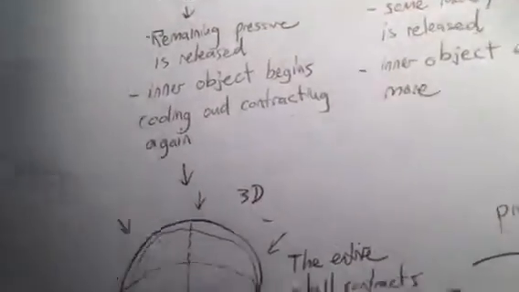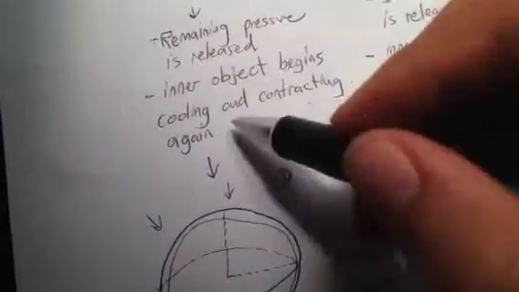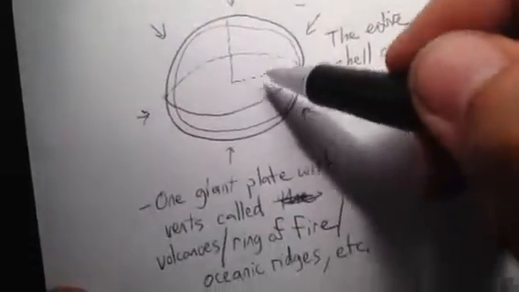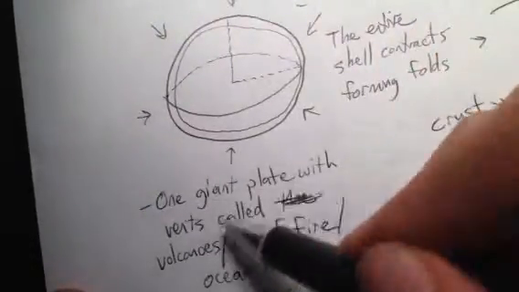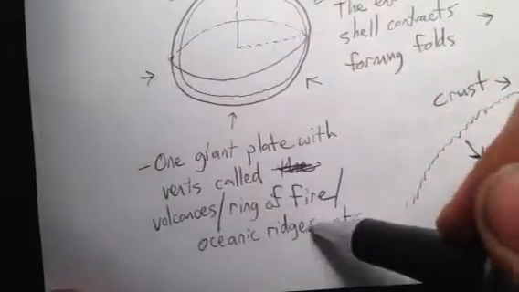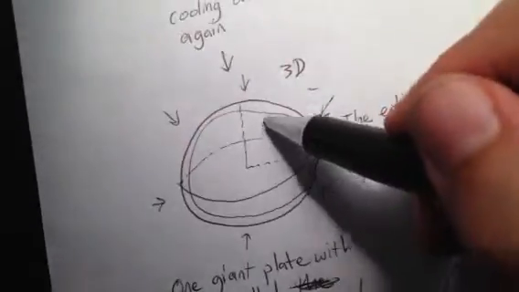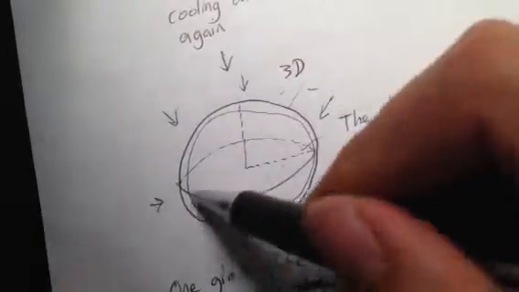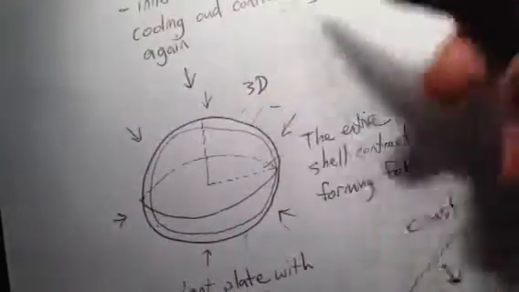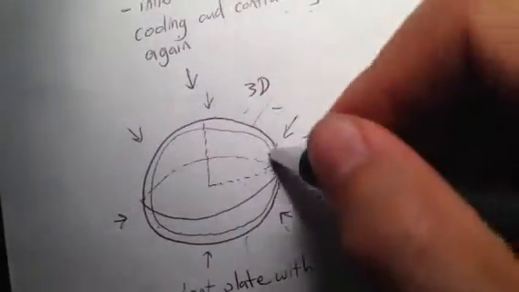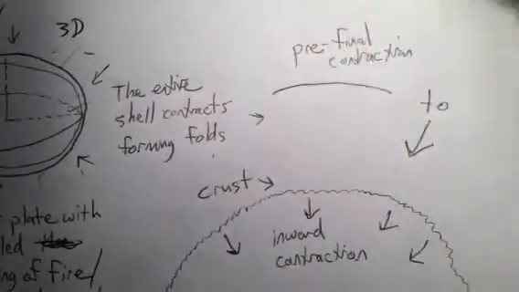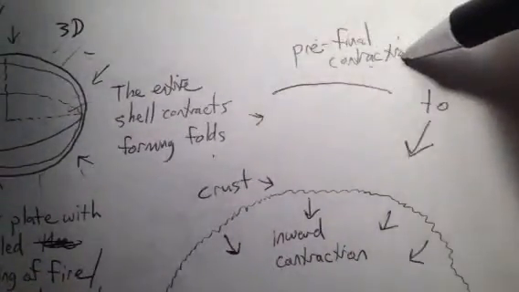I have here the inner object begins cooling and contracting again, and this is 3D. Imagine this is three-dimensional. You have one giant plate with vents called volcanoes, the ring of fire, oceanic ridges, etc. All that heat comes out of that solid body in the form of liquid material called magma, and the entire shell contracts. This is important because when an entire shell contracts like that, this is the pre-final contraction.